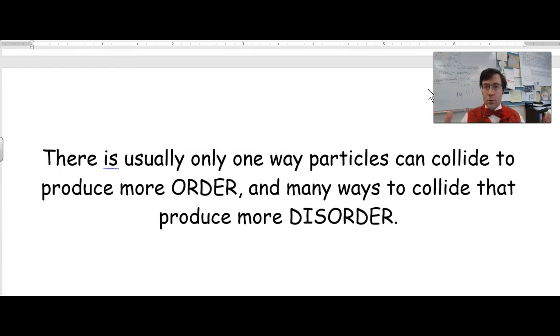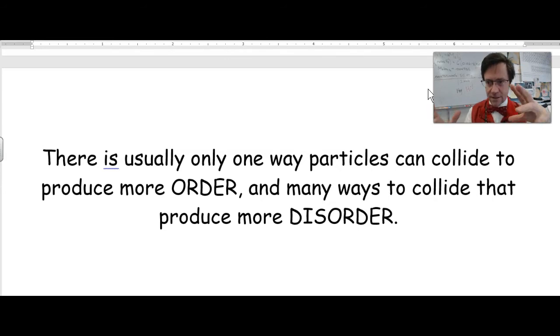But look, what it really comes down to is there's usually only one way for things to be organized and neat and clean. Everything has a place. So there's one place where it's supposed to be organized. However, there are a million other options for disorder.